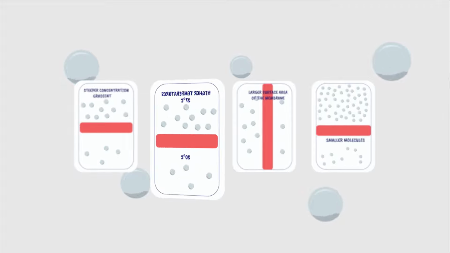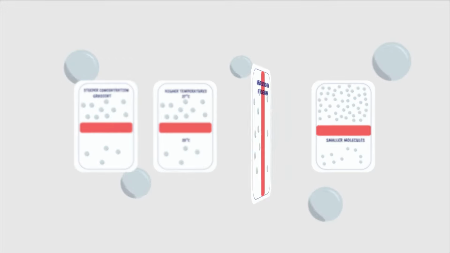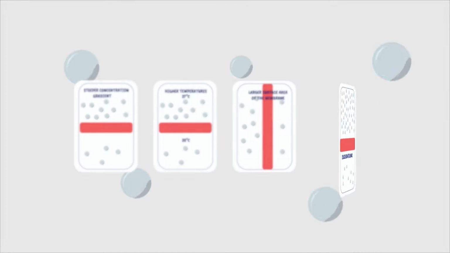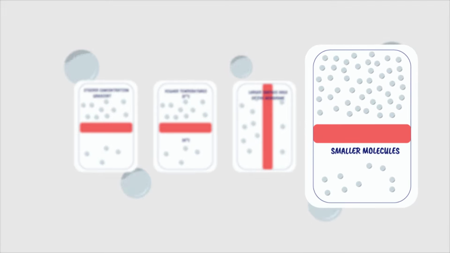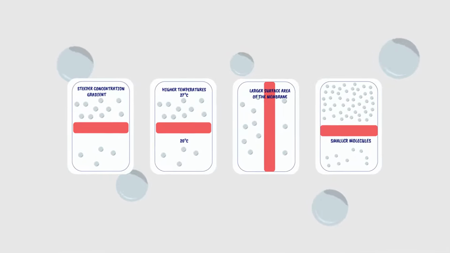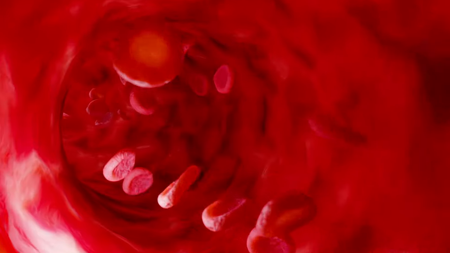Higher temperatures cause molecules to move more rapidly. A larger surface area of the membrane, such as that found in the lungs, facilitates greater transport. Additionally, smaller molecules tend to move faster than larger, bulkier ones. But remember, diffusion is only efficient over really short distances. That's why capillaries and alveoli are so thin.